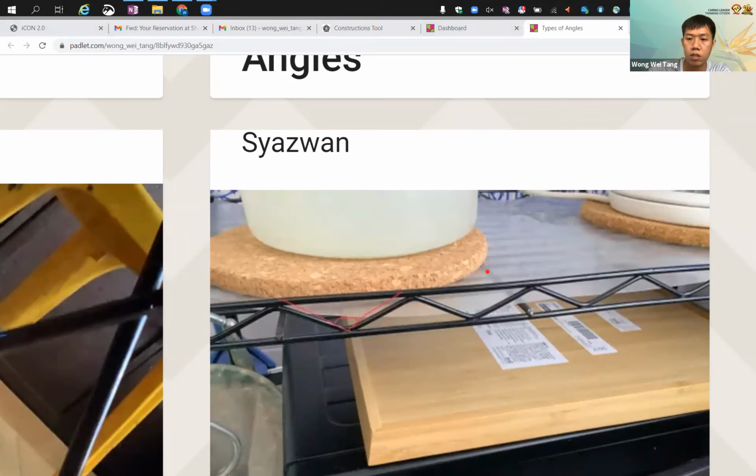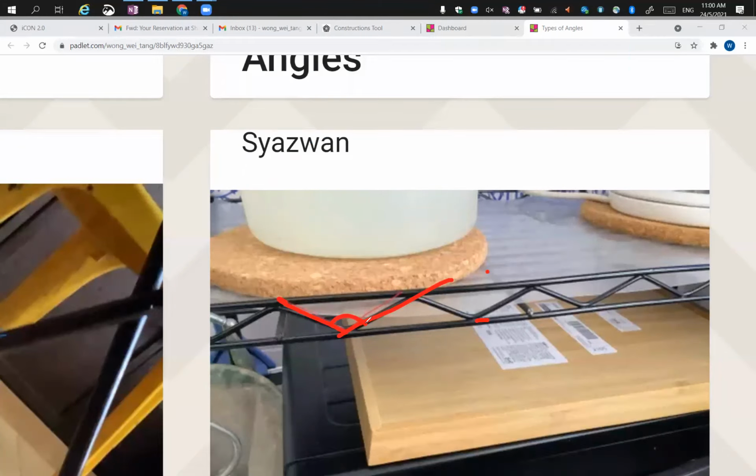What do you think? What will you call this? Reflex or obtuse? Reflex. Reflex, huh? Why? Obtuse. E-ray disagrees. E-ray thinks it is obtuse. E-ray, why? Cause it's above, it's less than 180. Less than 180. Okay, thank you.